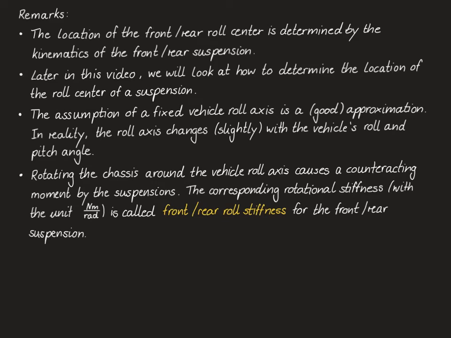Based on this, in a thought experiment, we may rotate the chassis around the vehicle roll axis. For this, we will need a forcing moment, which is counteracted by another moment that's caused by the suspensions. The corresponding rotational stiffness to this rotating motion, which carries the unit Newton meters per radian of roll angle, is called the front and rear roll stiffness for the front and rear suspension, respectively. We will now proceed to take a closer look at this rotating motion around the vehicle roll axis.